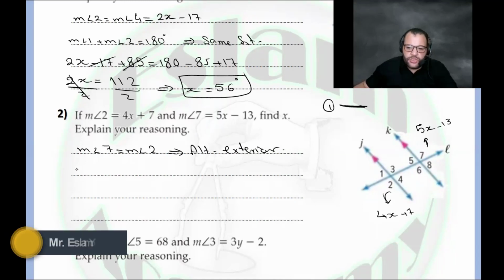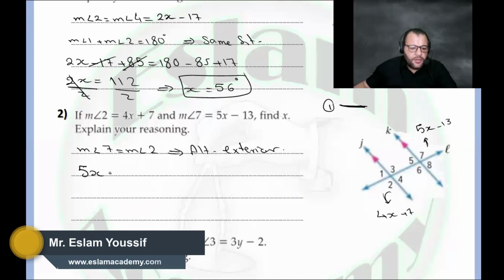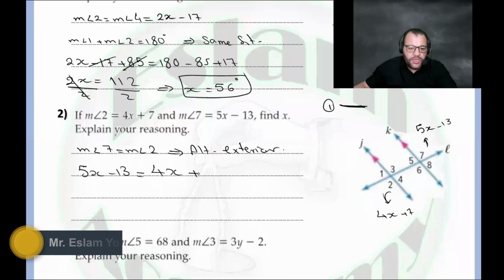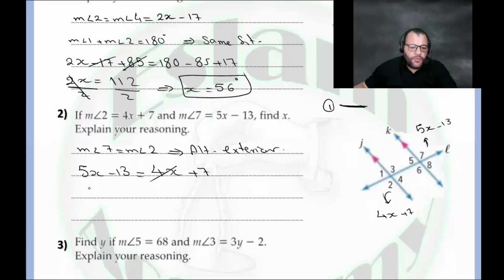So by substitution, we can say that 5x minus 13 equals 4x plus 7. Now by subtracting 4x and adding 13, x equals 20.